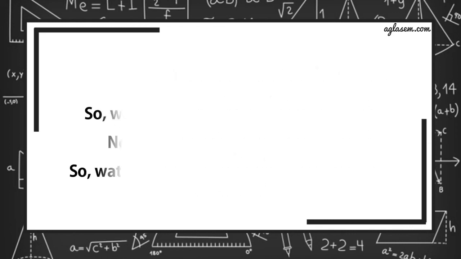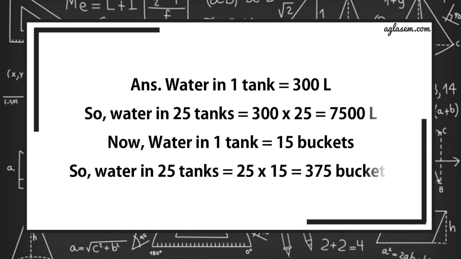Answer is, water in one tank, that is 300 liters. So, water in 25 tanks will be 300 multiplied by 25, that will give you 7500 liters. Now, water in one tank, that is 15 buckets. Therefore, water in 25 tanks will be 25 into 15, that will give you 375 buckets.